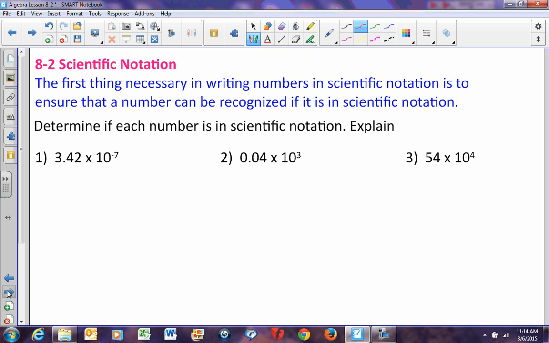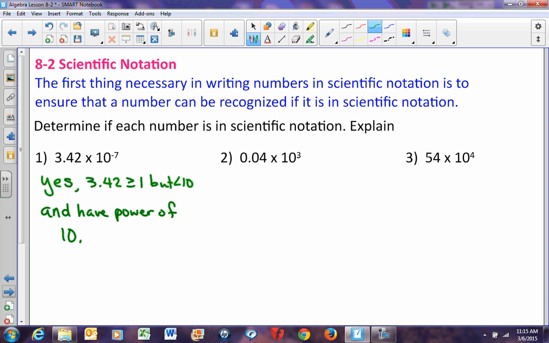We're going to determine whether each number is in scientific notation, and if it is, explain why it is, and if it is not, explain why it is not. So we have the number 3.42 times 10 to the negative 7. This number is written in scientific notation, because 3.42 is greater than or equal to 1 but less than 10. And we have a power of 10. So that one's written in scientific notation.